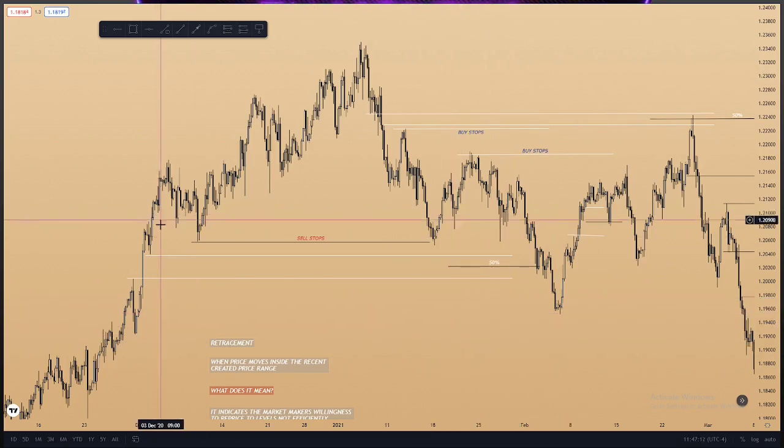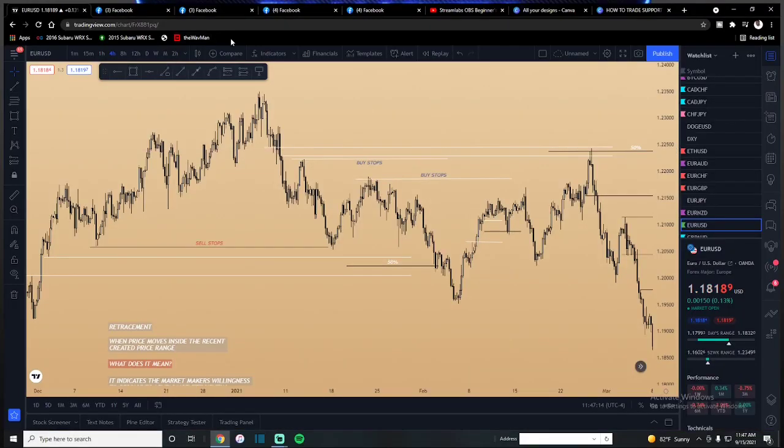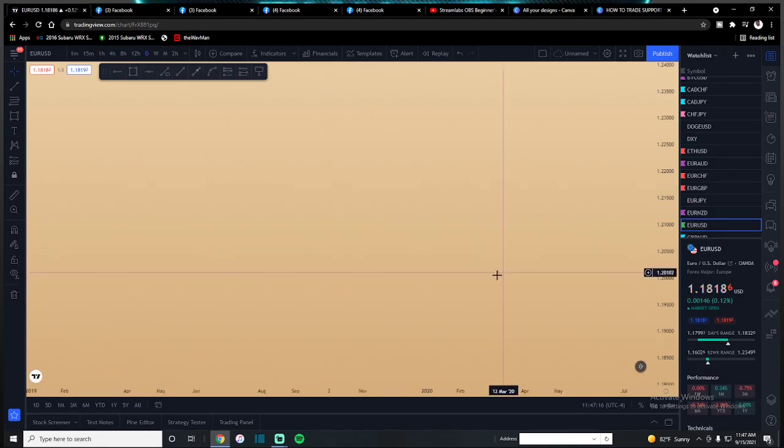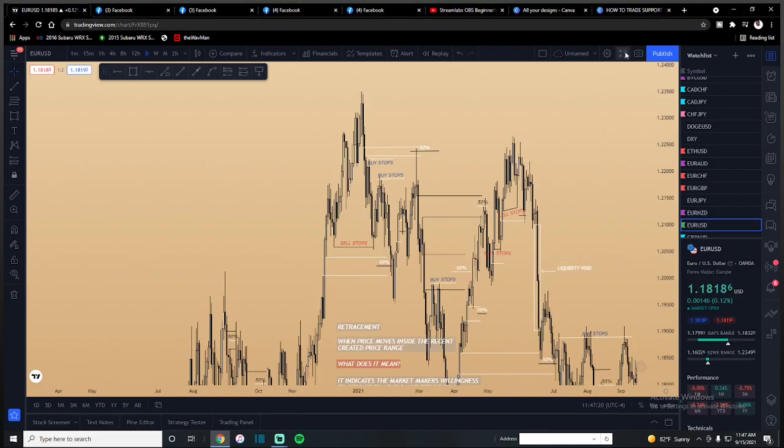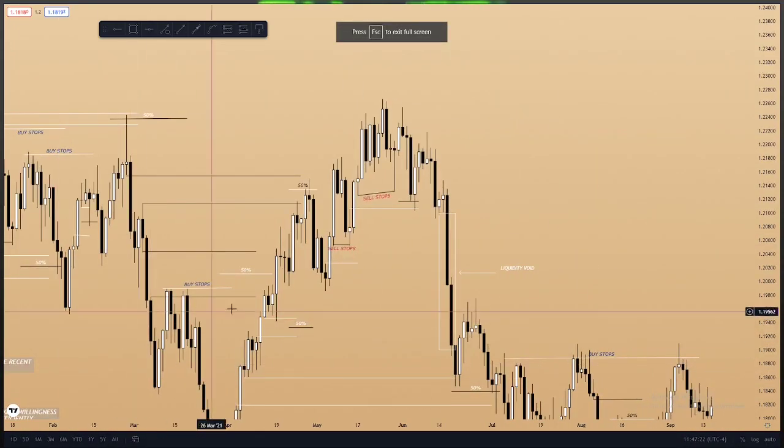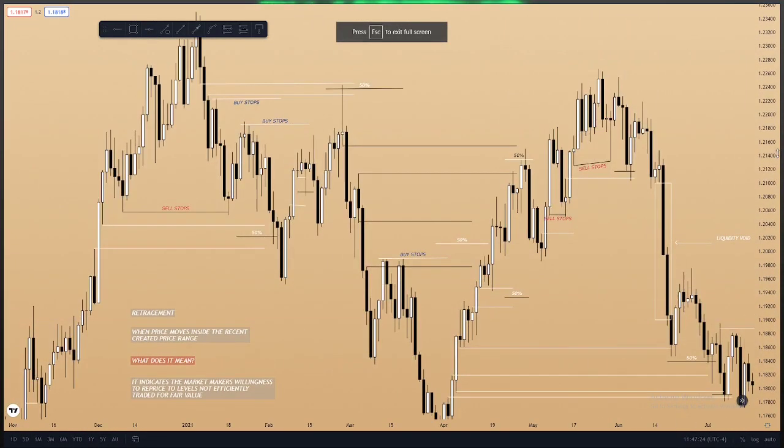So basically, we go on the daily. Like I said before, I like to look on the daily for my points of interest. So if we go on the daily, find. Here's a good setup.